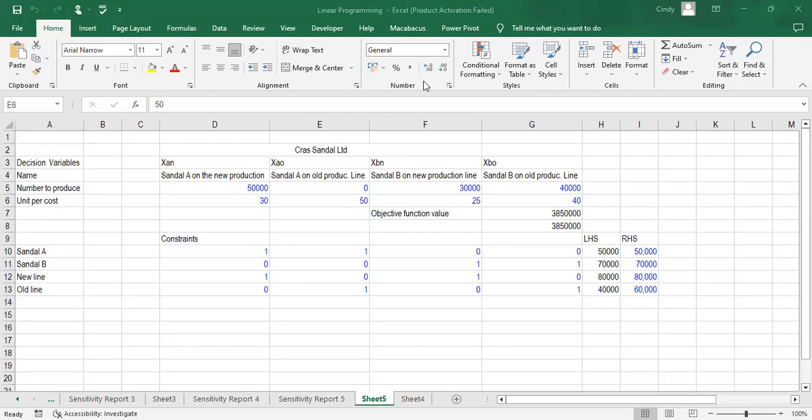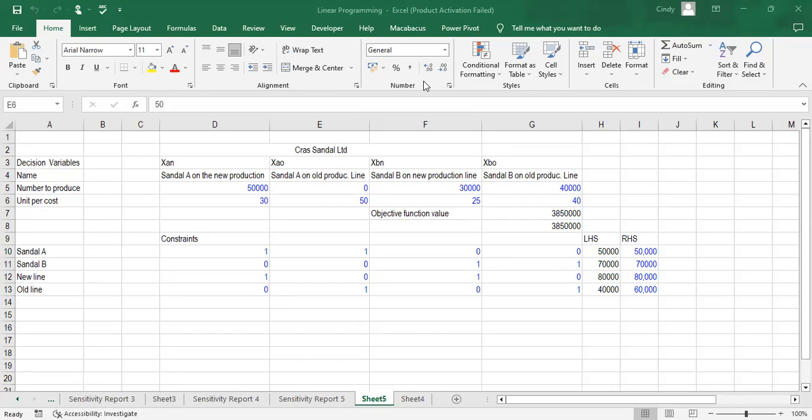This is Cindy, and today I'm going to talk on the interpretation of linear programming solutions. The other time we looked at how to solve linear programming using Excel. We are using the same problem and the same solution, and when it comes to interpreting it, the interpretation is not that difficult, but you need to be attentive.